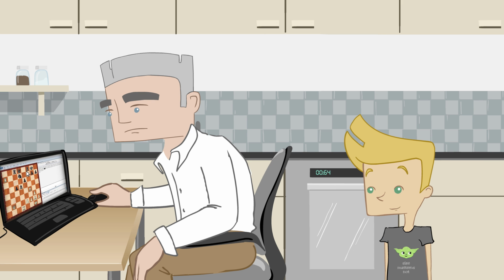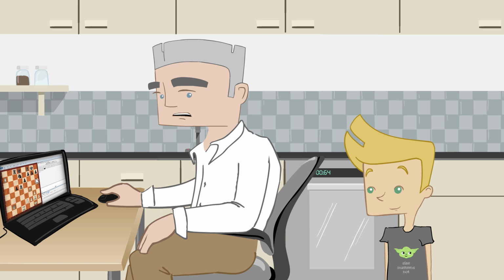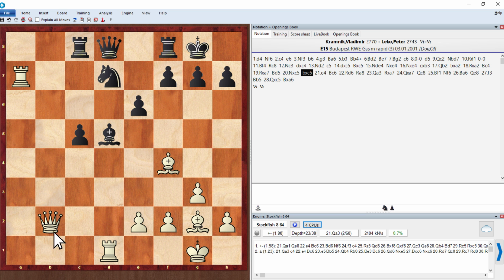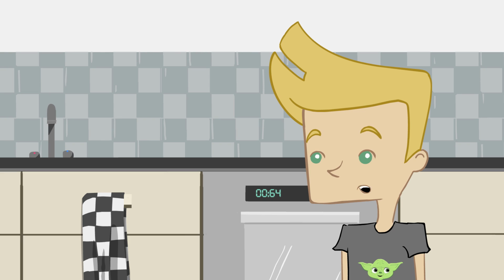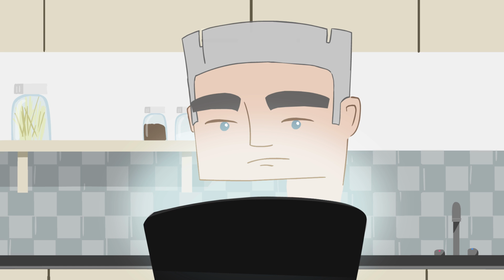Dad, what are you doing? The computer says the best move is queen to A1, with a score of 2.03. But Dad, these are just numbers. You need to understand the ideas behind the move.